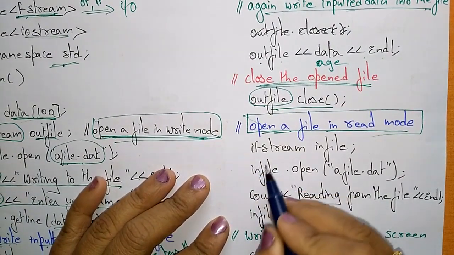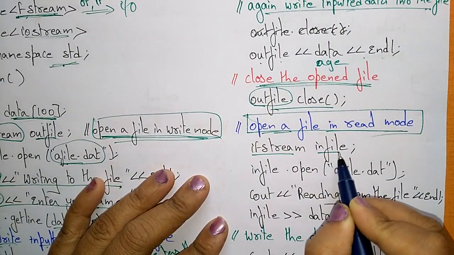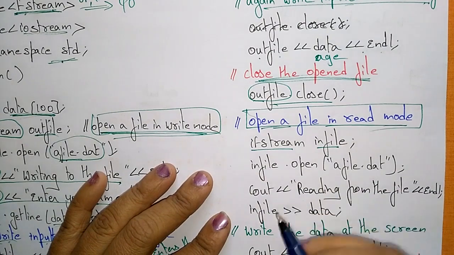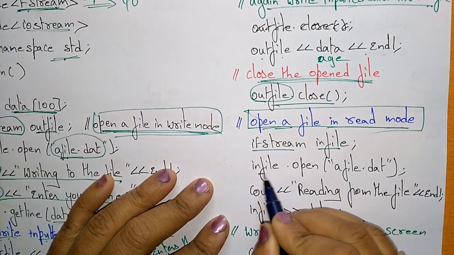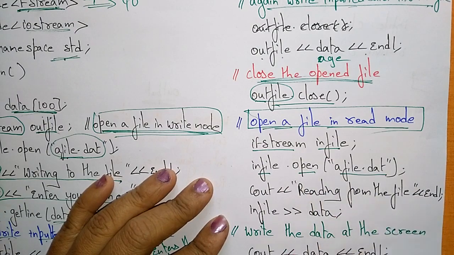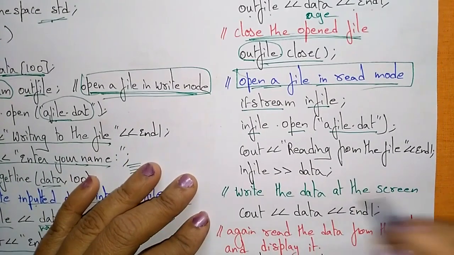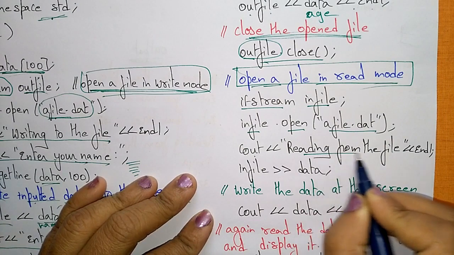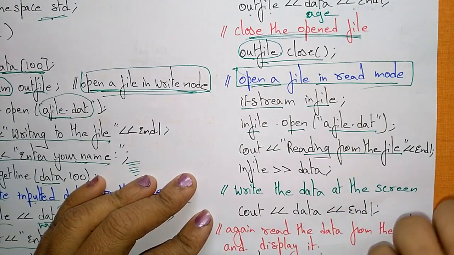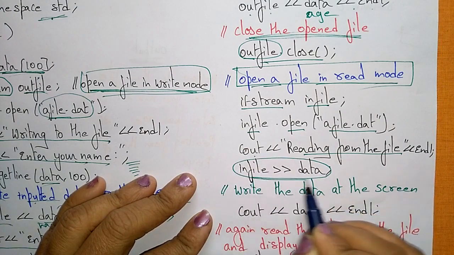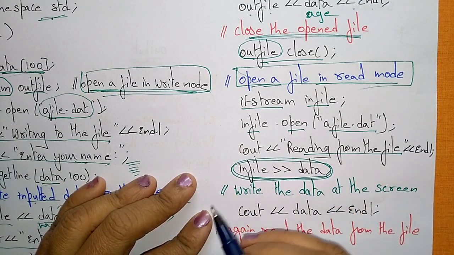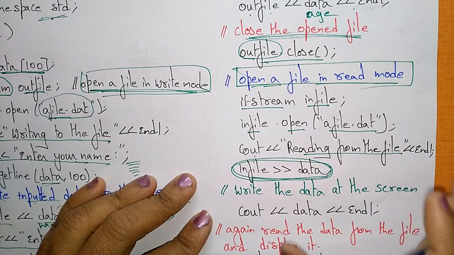Now for reading mode, ifstream infile. The same procedure: before doing the operation, you have to open the file. Infile, open that file.dat. Now coming to cout, reading from the file I entered. So what do I have to read? In file data I have to read. In the file, data will be there that I have to read.